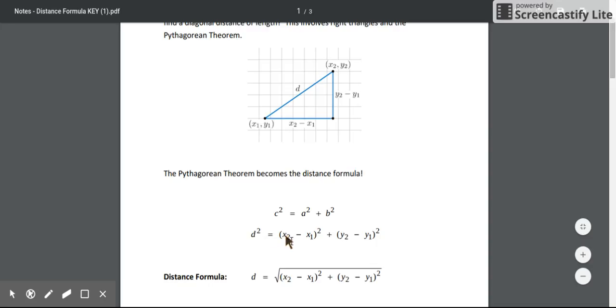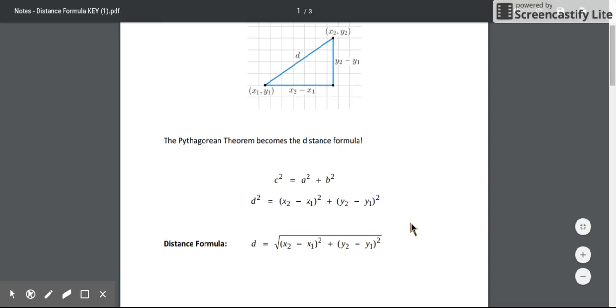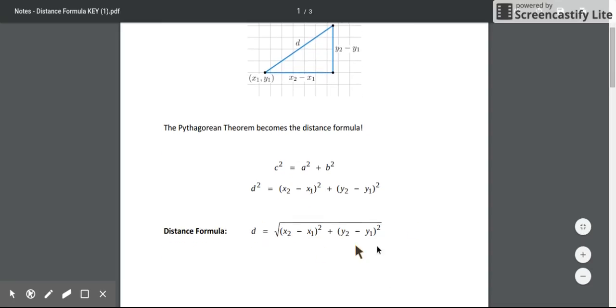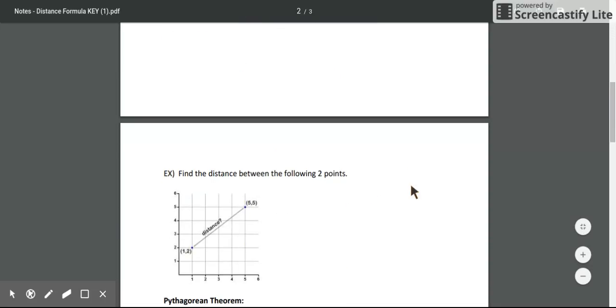So now we've replaced all of our a's, b's, and c's, and we have a good start for our distance formula. The last step, to actually solve for d, or to find the distance between those 2 points, we would square root both sides. And so we get our distance formula right here. But it's actually just the Pythagorean theorem solved for c. So hopefully that clears up any misconceptions about why this is so complicated here. So let's do some examples.